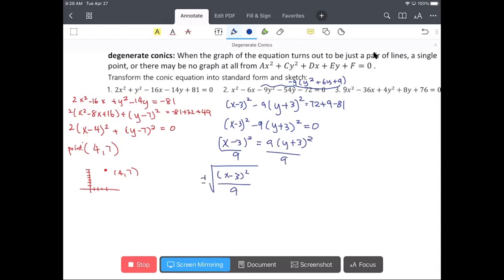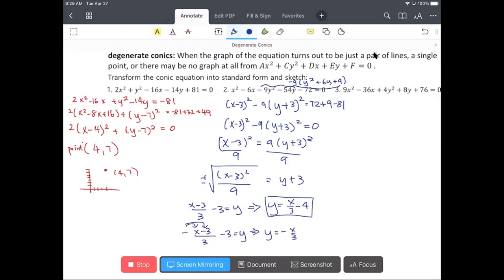So don't forget that we have plus and minus. And then I'm going to subtract 3 on both sides. So we have positive (x - 3) over 3 minus 3 equals y, and negative (x - 3) over 3 minus 3 equals y. So when I simplify for the first one, this one will be y equals x over 3 minus 4. And then for the second one, don't forget to distribute this negative in the front. Then we have y equals negative x over 3 minus 2.